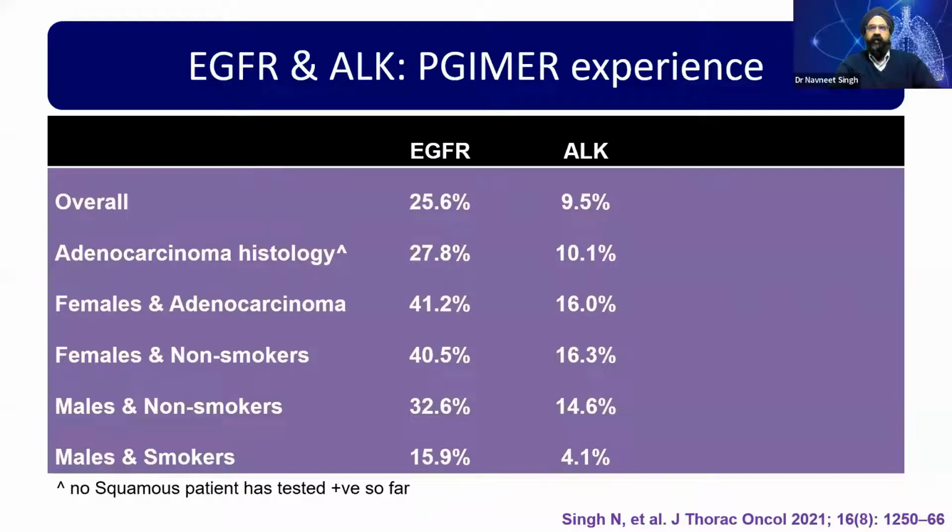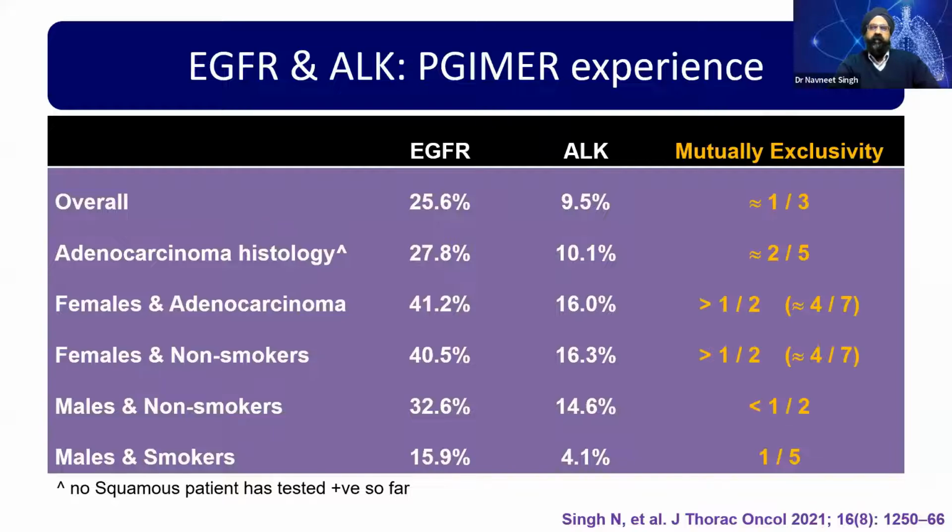But if you look at it a little bit more minutely, as you can see, overall EGFR prevalence is around 26%, ALK around 10%. If you restrict this to only adenocarcinoma histology, it goes up slightly higher, 28% and 10%. You restrict this to females and adenos, it's 41% and 16%. And similarly, if it's for females and non-smokers. Even for male non-smokers, it's approximately 33% and 15%. And male smokers, 16% and 4%.